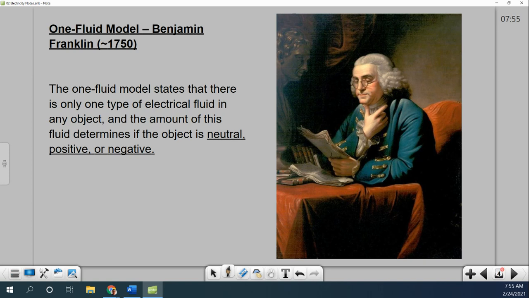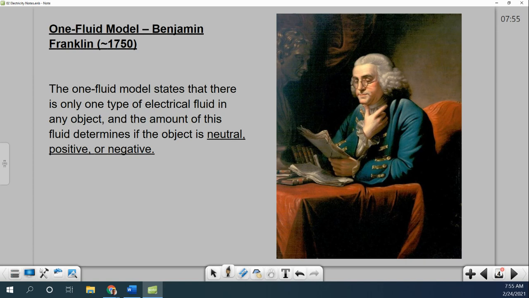Now, it doesn't actually work that way. That was a historical model that explained some stuff we knew about electricity. But a very, very smart man named Benjamin Franklin came along next, and you might recognize him from several inventions. But Benjamin Franklin said, I don't think there's two fluids. I think there's one fluid. And so we're going to get into his reasoning why in a second.